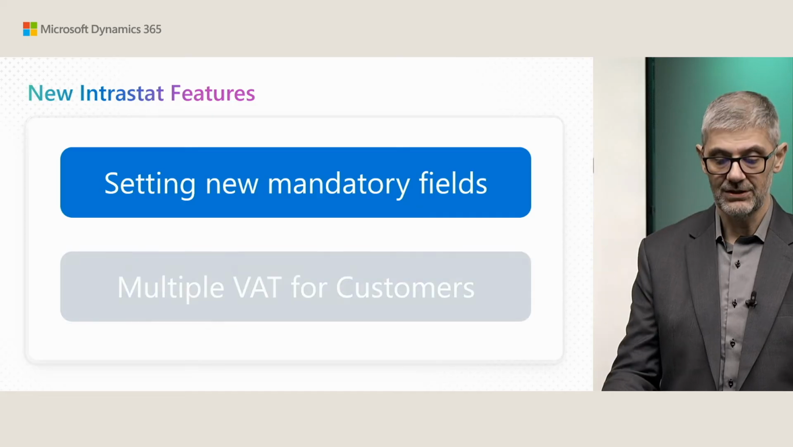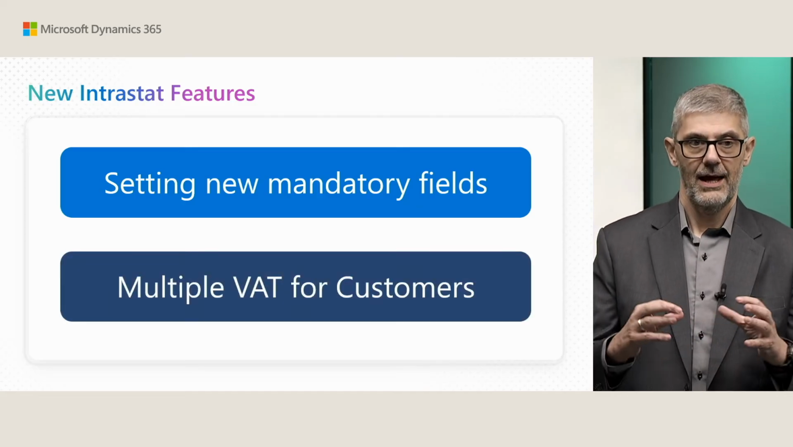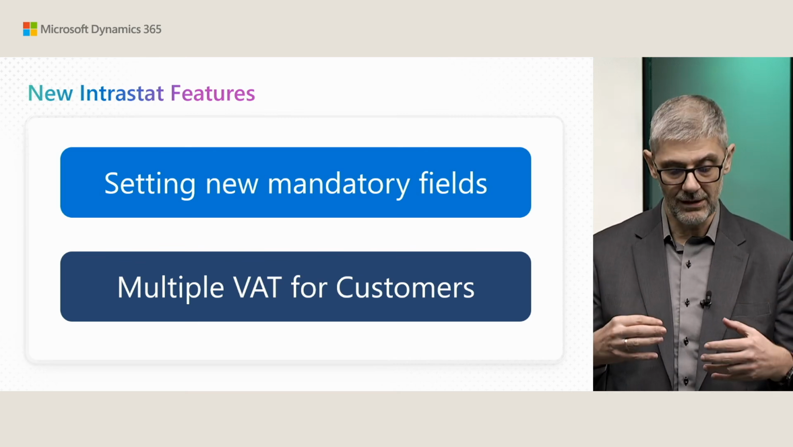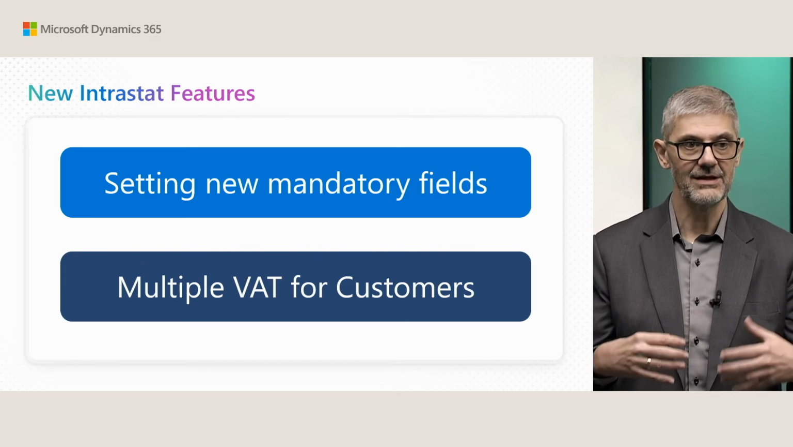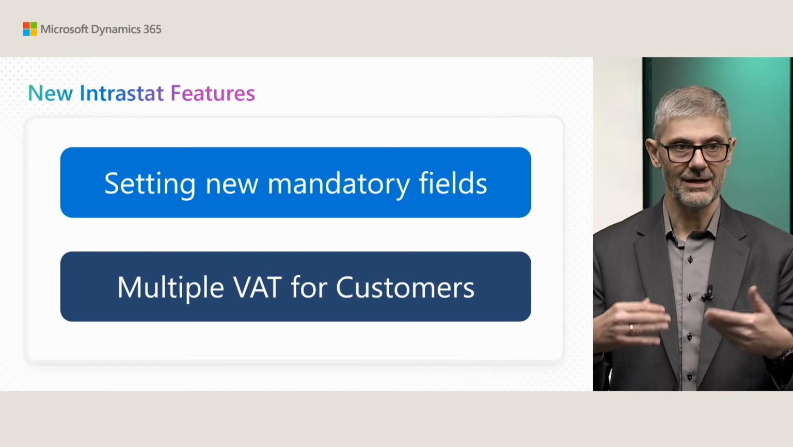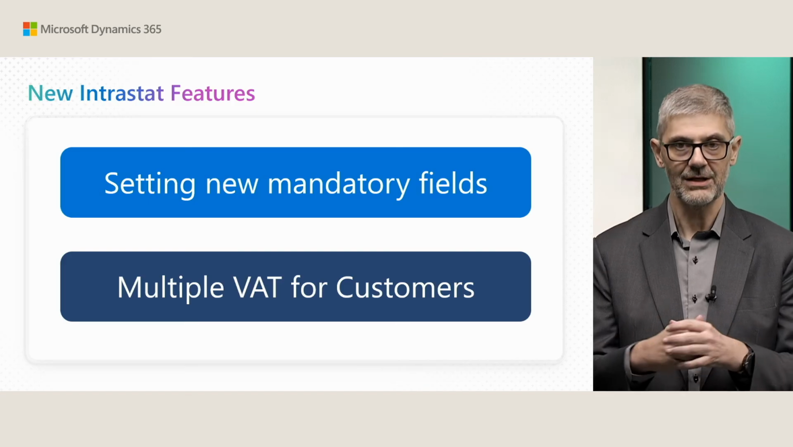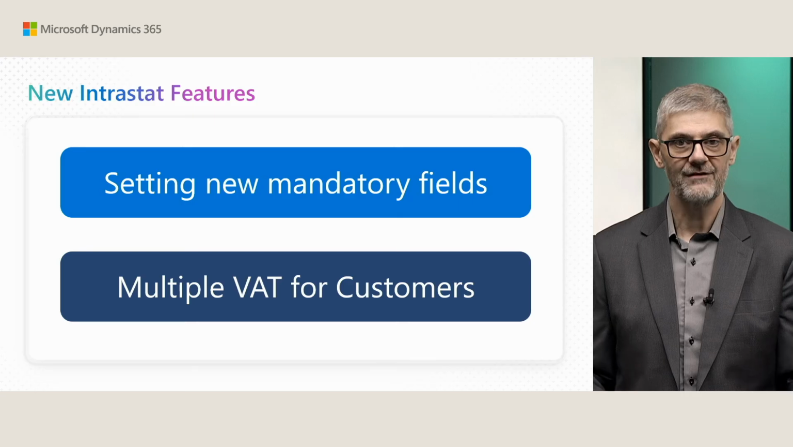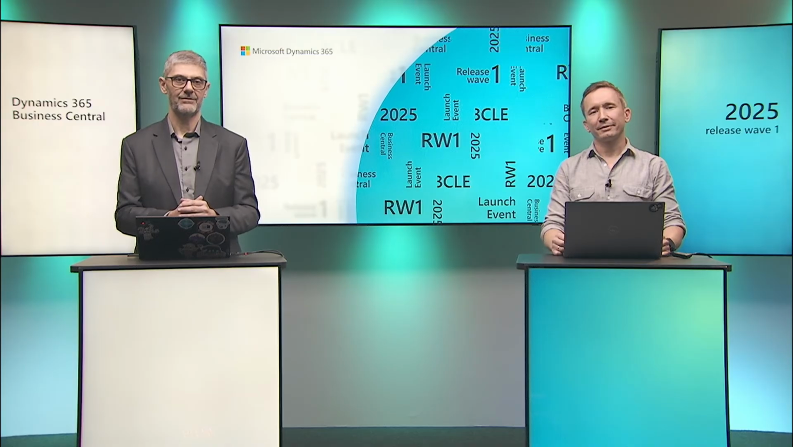Another new feature is related to multiple VAT for customers. Actually, this one is based on feedback, but it is enforced with the new functionality we deliver related to VAT. As we deliver multiple VAT numbers related to customers, it has an impact on Intrastat reporting as well. So the changes in Intrastat are related to the new VAT functionality. Now I will switch to my colleague Volodymyr, who will show you how it works in practice.